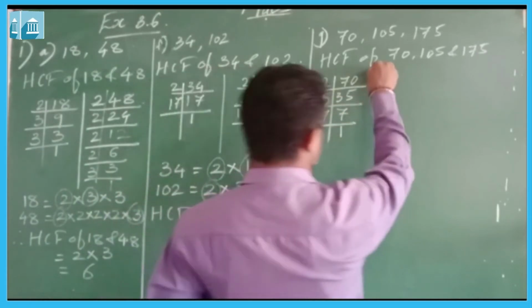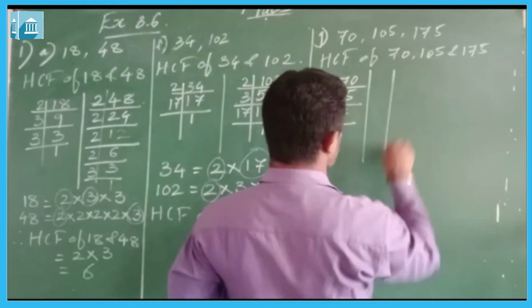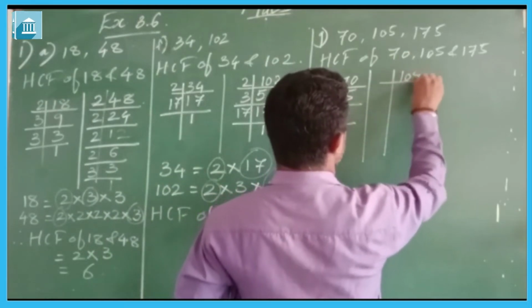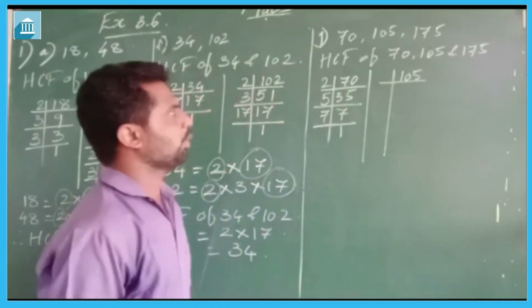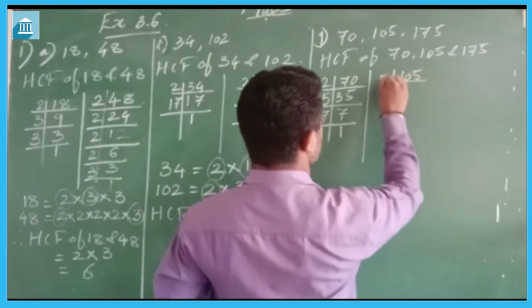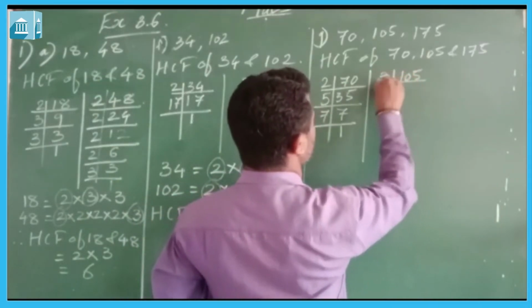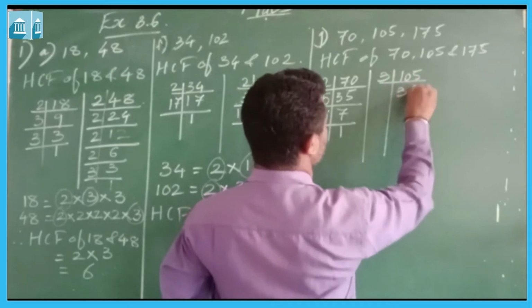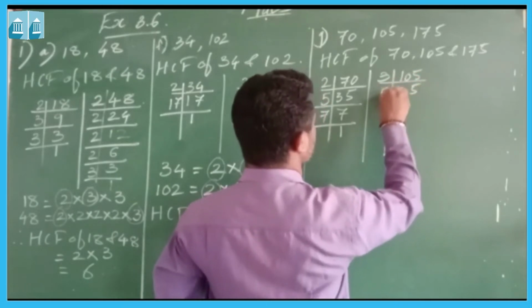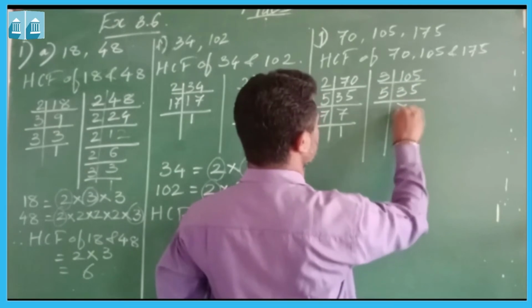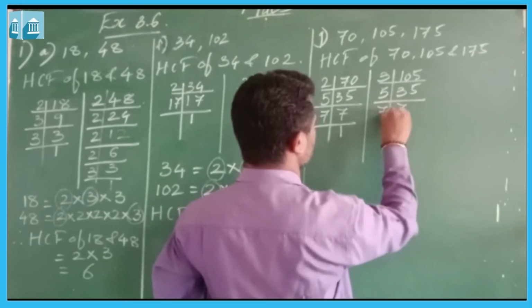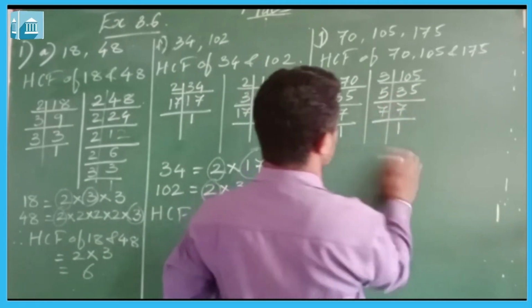Then we will do the prime factorization of 105. It is not divisible by 2, it is divisible by 3. It will be 35. It is divisible by 5, then 7, then 1.